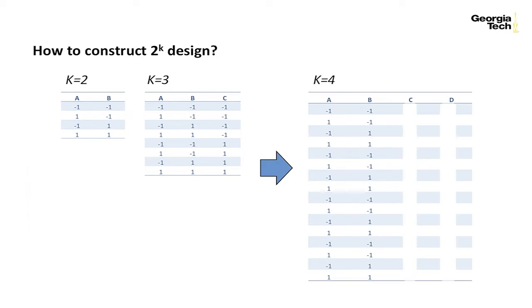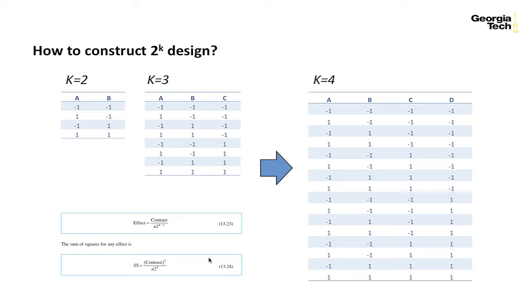When k is equal to 4, because we are talking about a 2 to the power of k design, each factor has 2 levels, so we have A and B as -1 and +1. We have factor C and factor D. And 2 to the power of 4 means 16 different treatment combinations. This here is going to be our design matrix. And here are the equations we are going to use for finding effect and sum of squares.